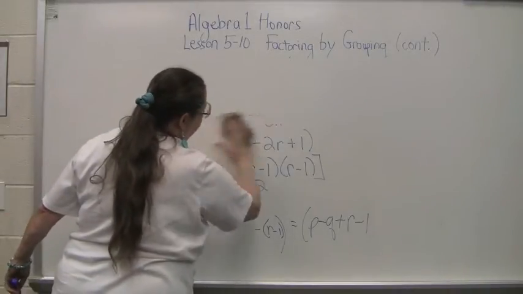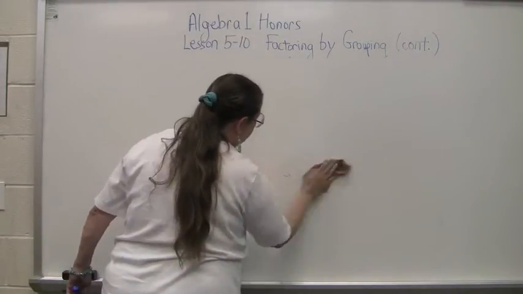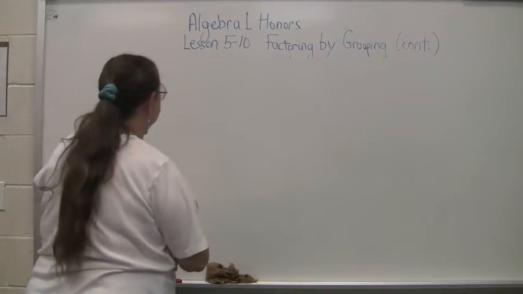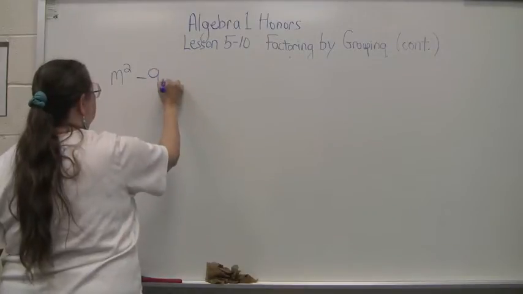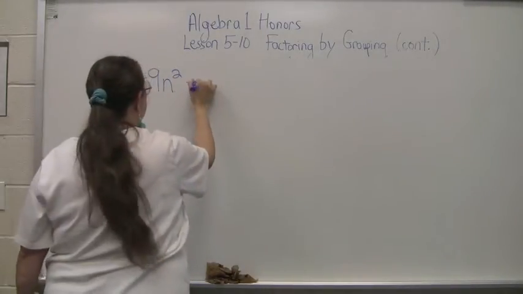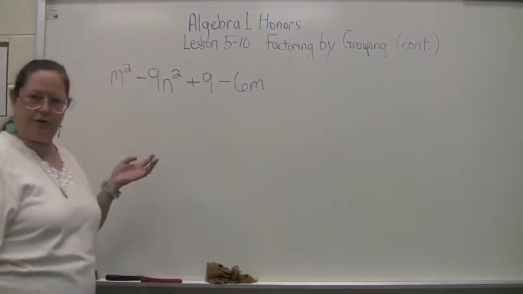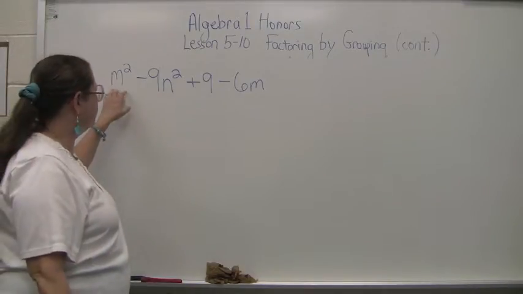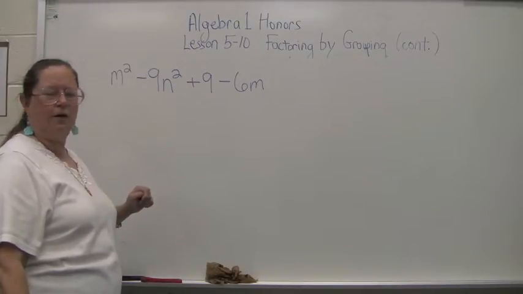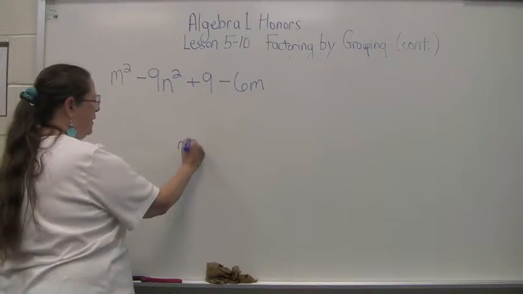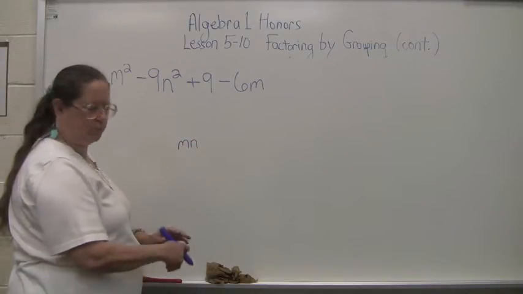Let's see our last problem here. Our last one is going to be m squared minus 9n squared plus 9 minus 6m. Now, you might say, well, in the previous problem, we grouped the m squared and the n squared together. But what gives me a hint that I'm not going to do that here is there's no n term. There's no linear term where the m and the n have a 1 as their exponents.